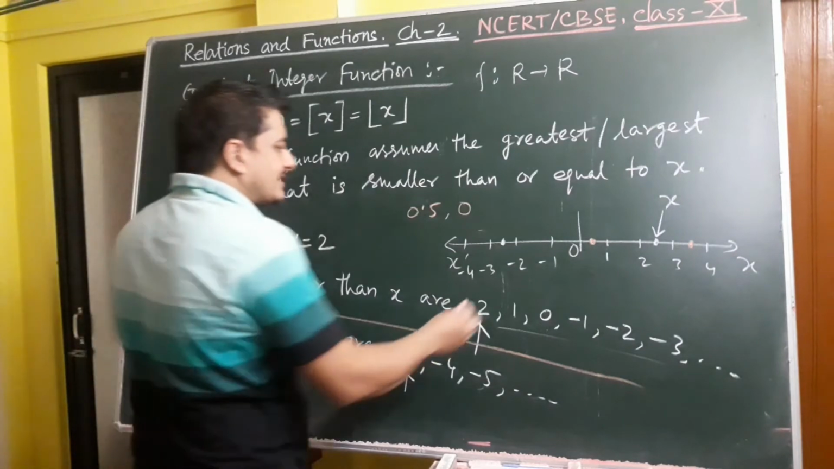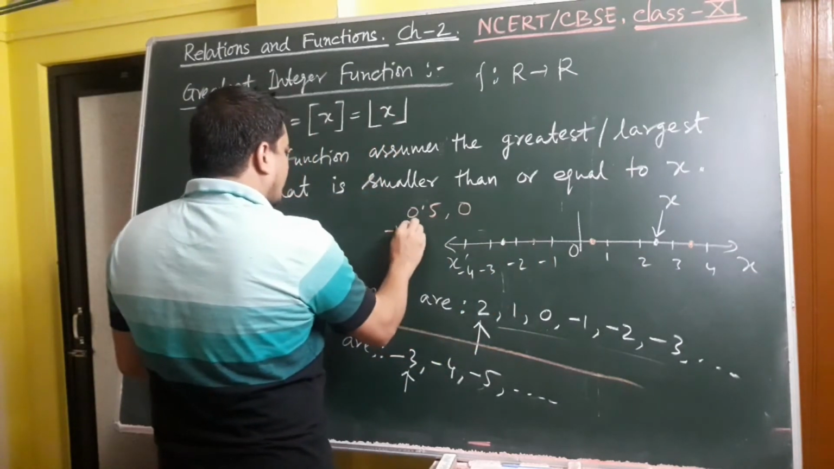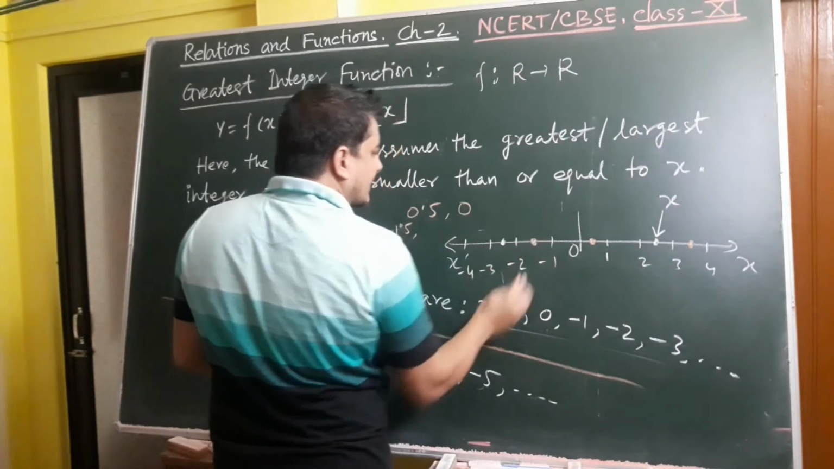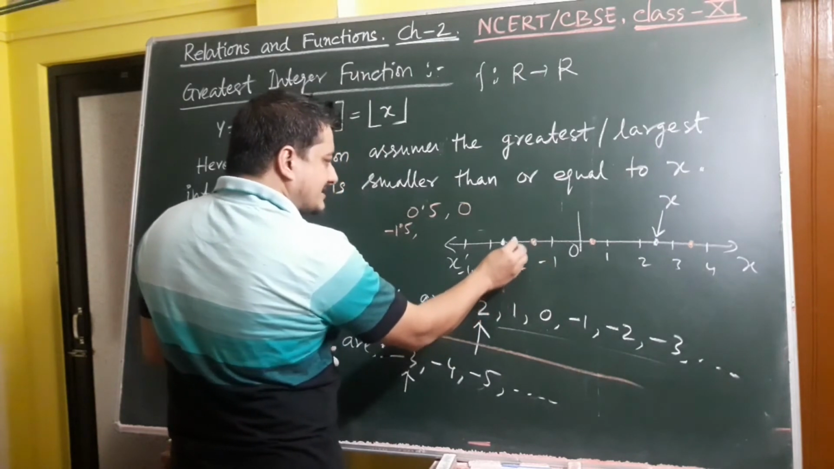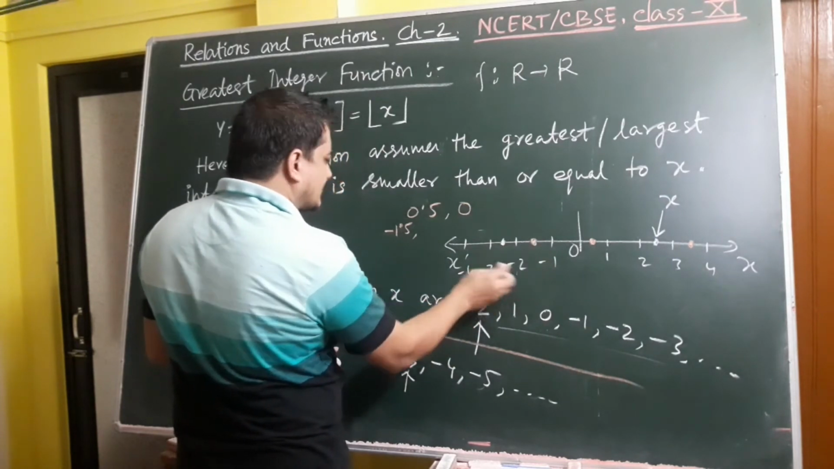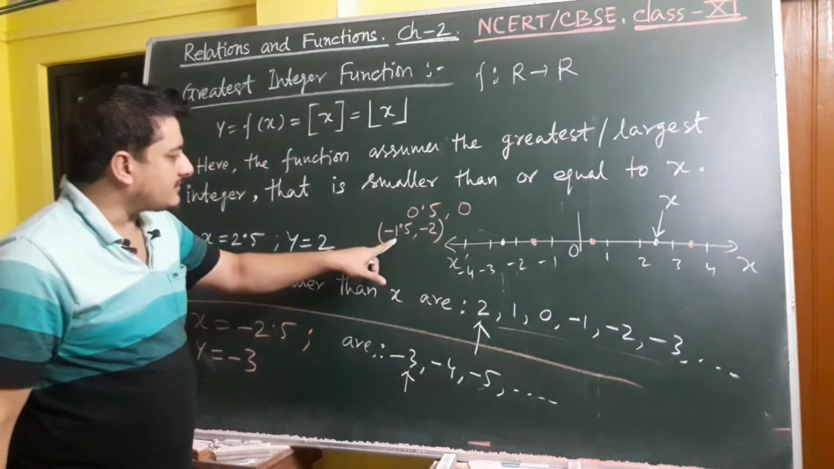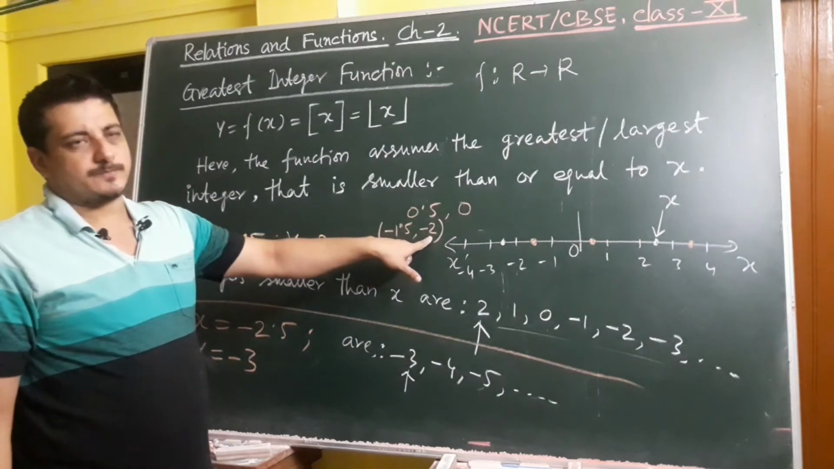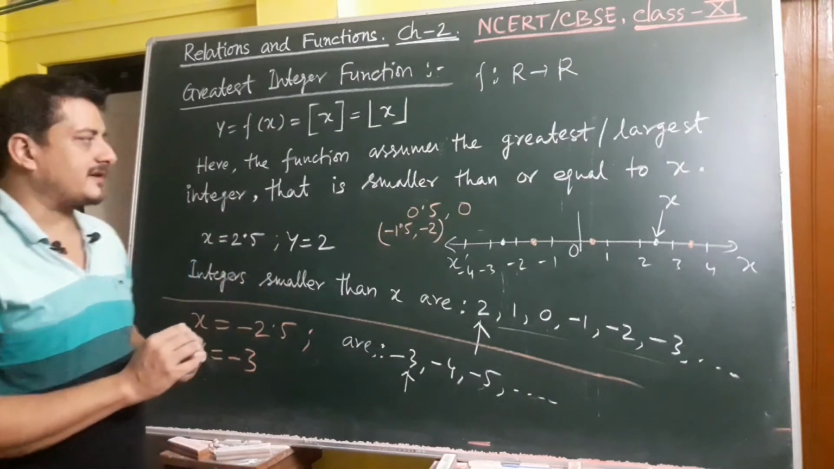If it is say minus 1.5, it is located here, then the value of y will be, move towards the left, the first integer that you encounter is minus 2. So if x is equal to minus 1.5, y will be minus 2. So this is the way you find the greatest integer function.